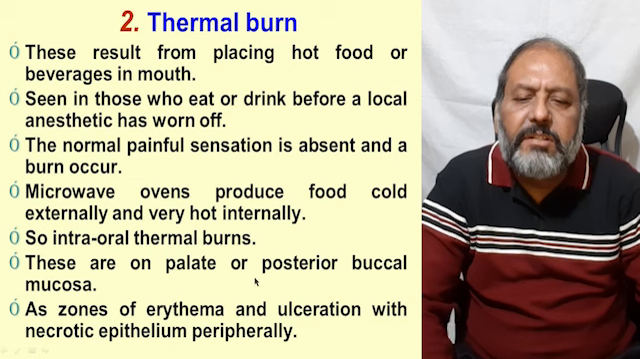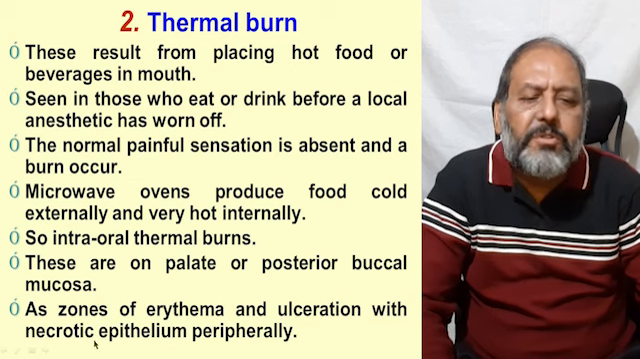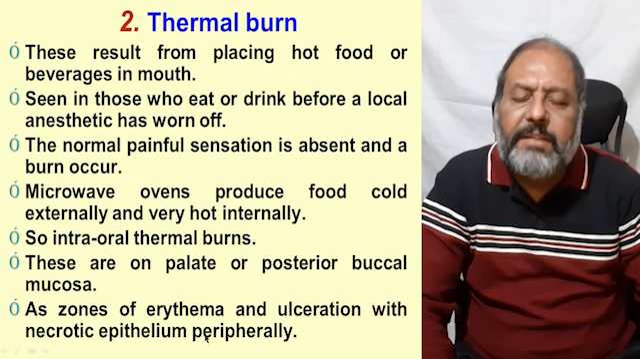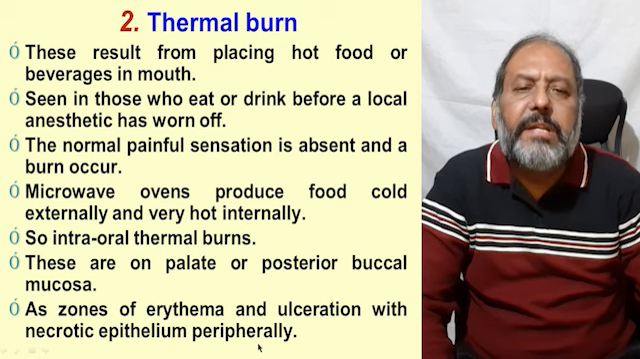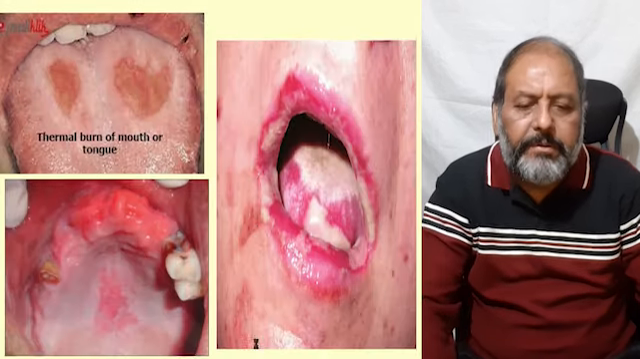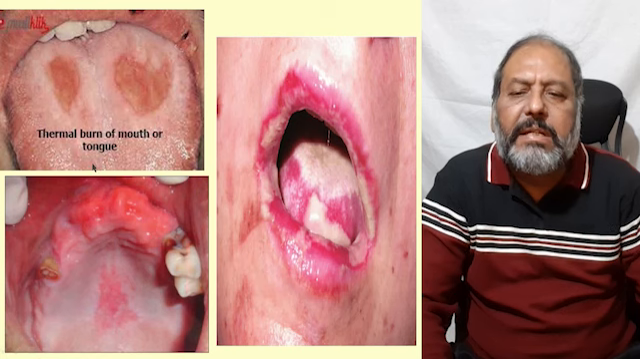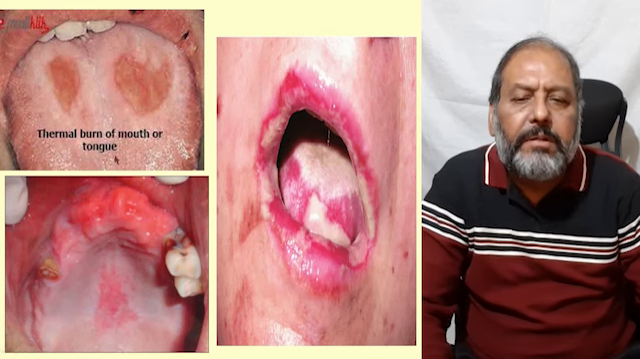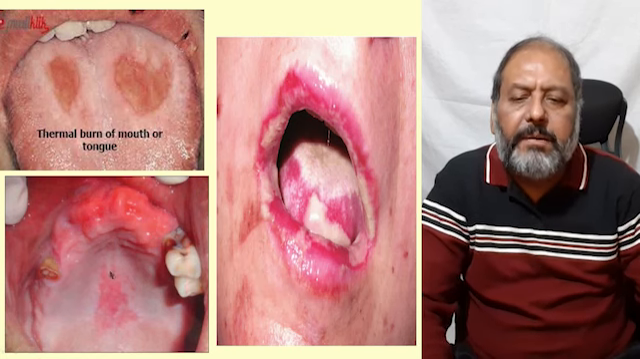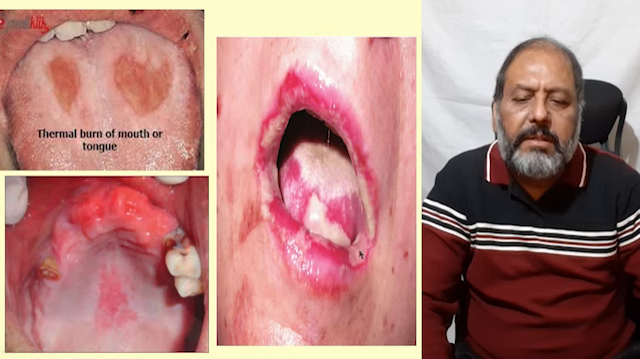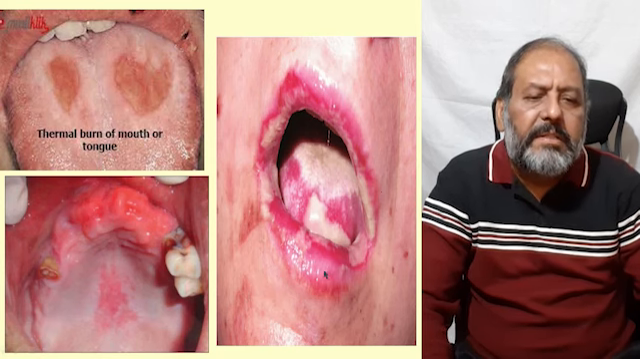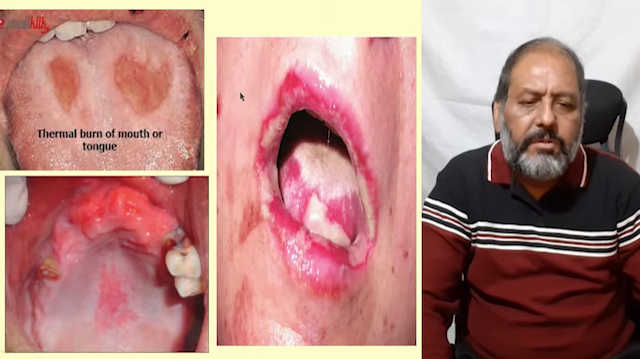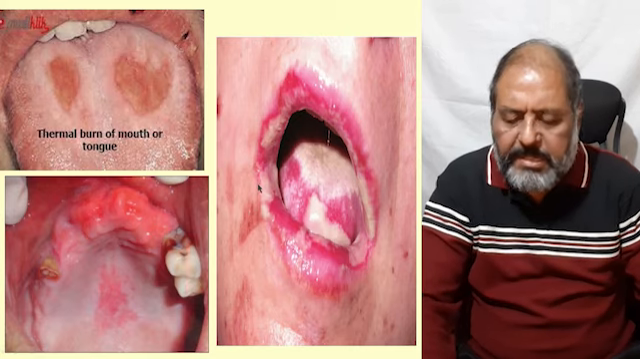So intraoral thermal burns have been seen from food which has been made hot in the microwave oven. These ulcers are on the palate or the posterior buccal mucosa as zones of erythema and ulceration with necrotic epithelium at the periphery. So here one can see the thermal burn of the mouth or the tongue, and one can see the redness also here.